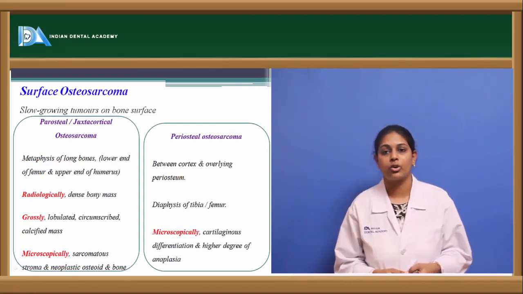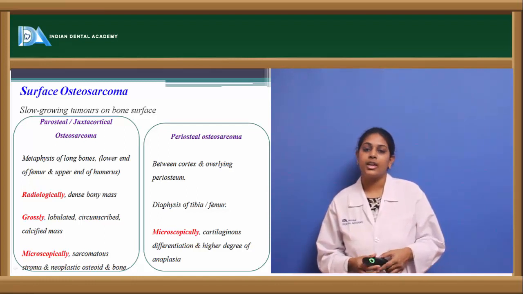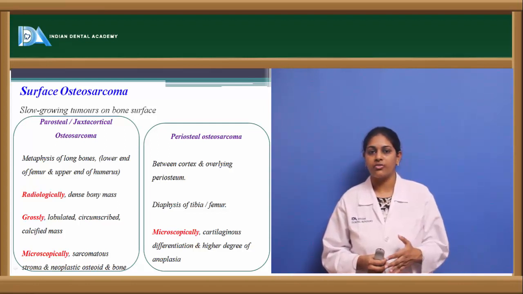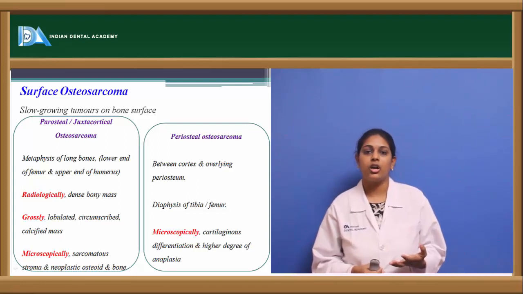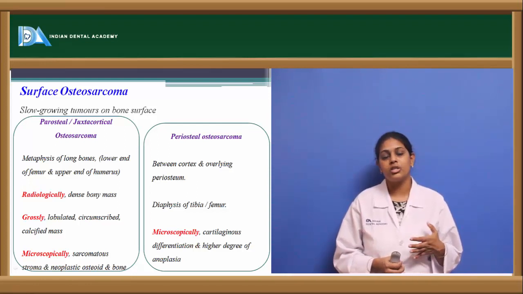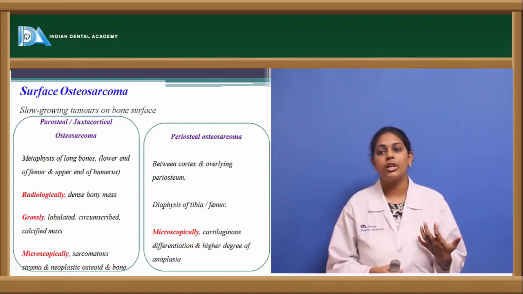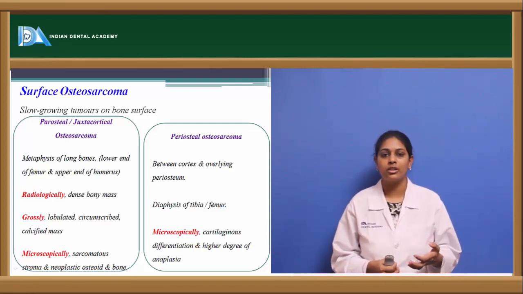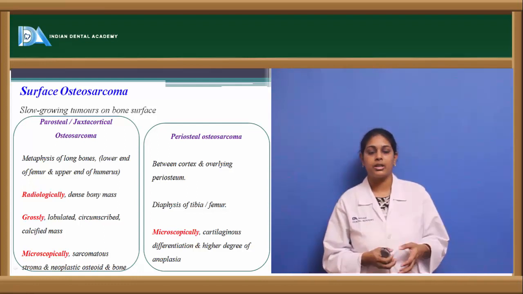Coming to the surface osteosarcoma, when compared to the central type, these are slow growing tumors which are seen on the bone surfaces, that is, on the parosteal surface or the periosteal surface. Parosteal is otherwise known as juxtacortical osteosarcoma. It usually occurs in the metaphysis of the long bones, which could be either the femur or the humerus. If it involves the femur, it is the lower end of the femur. If it involves the humerus, it is the upper end of the humerus.